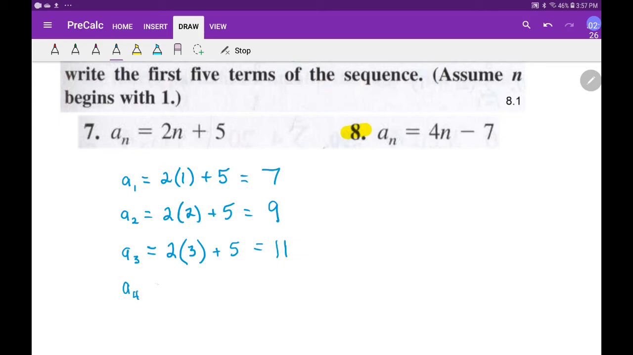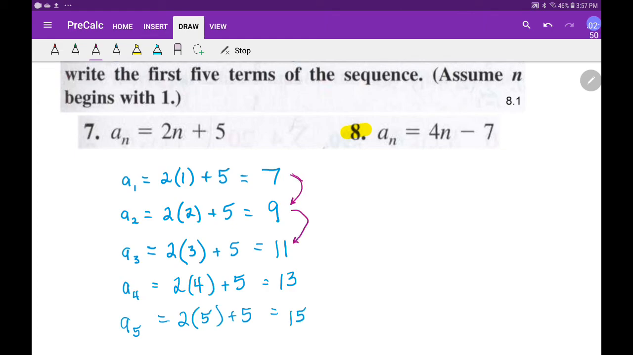Okay, a sub 4, I get 2 times 4 plus 5. And so I get 13. And then a sub 5, and I get 2 times 5 plus 5. It's equal to 15. And if somebody comes along after, you can tell that I was really just adding 2 every time.